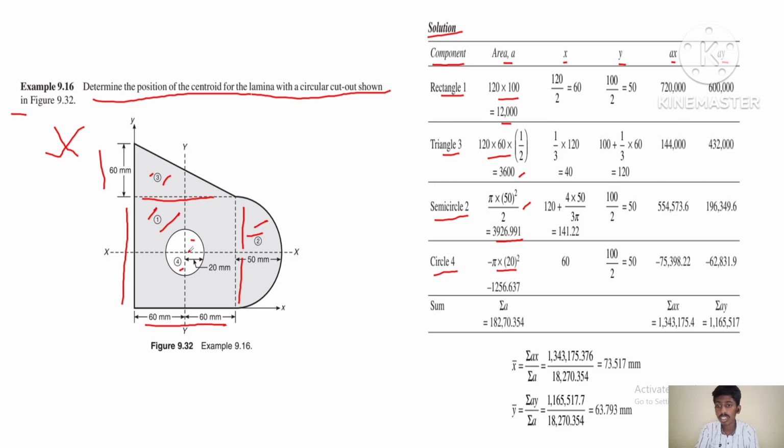And for circle, the area is pi r square. For the smaller circle, the radius is 20. So 20 square into pi. After calculating, we get it as 1256.637. Let us take this value as negative, because we need to subtract this circle from this rectangle. First, let me clear all this.